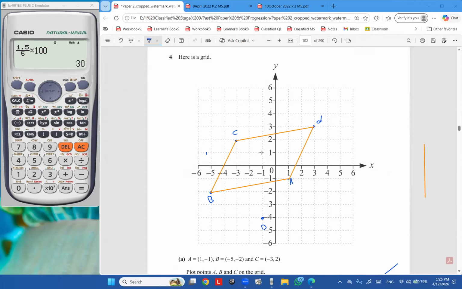All right, so I'm going to go down there and write the coordinates because they requested the coordinates, which is 3, 3. The coordinates are 3, 3. Let's remove this.